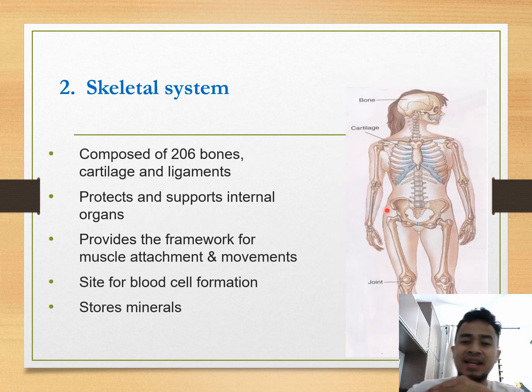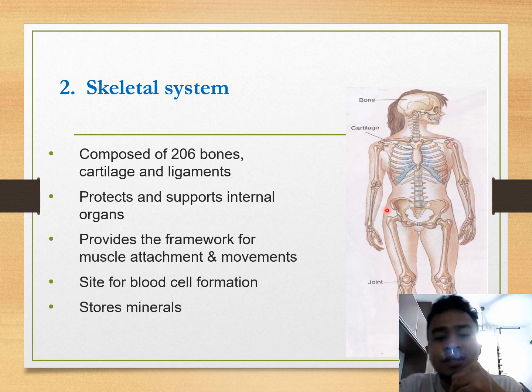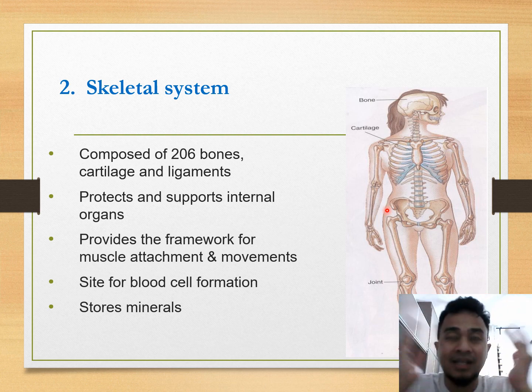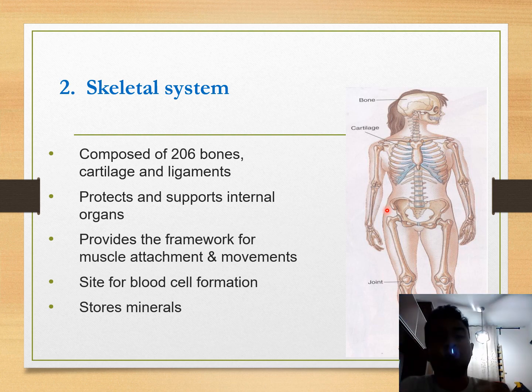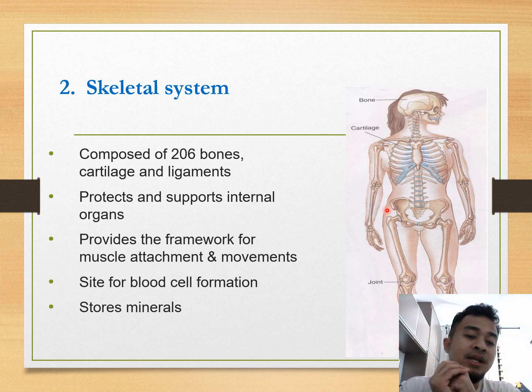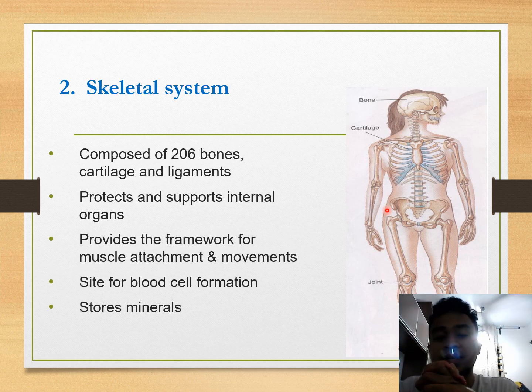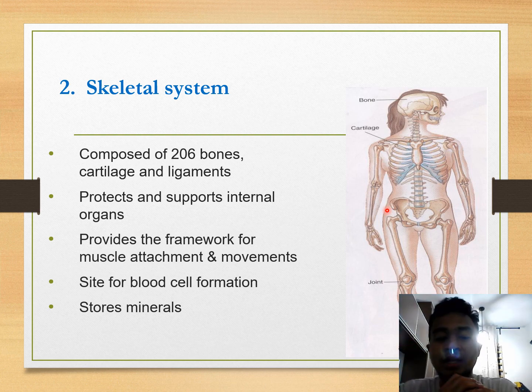All right, then the skeletal system, as I mentioned before, is composed of 206 bones, cartilage, and ligaments. If we are in the baby or infant stage, we have more bones. It's mainly to protect our internal organs and to support our body, provide the framework for muscle attachment and movement, a site for blood cell formation such as our white and red blood cells, and definitely to store minerals such as calcium and other components such as magnesium deposited within our bones.